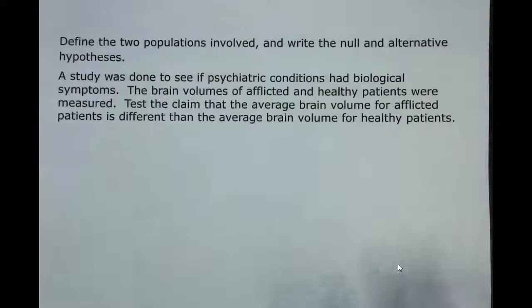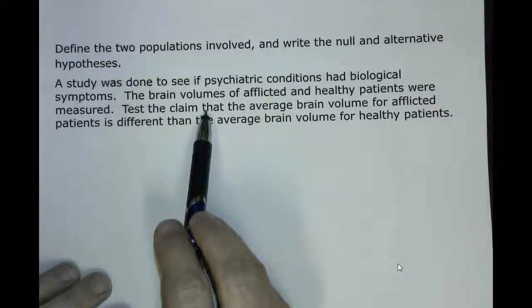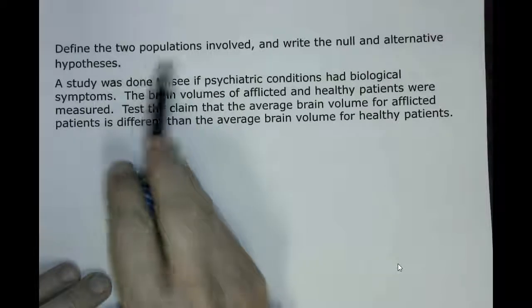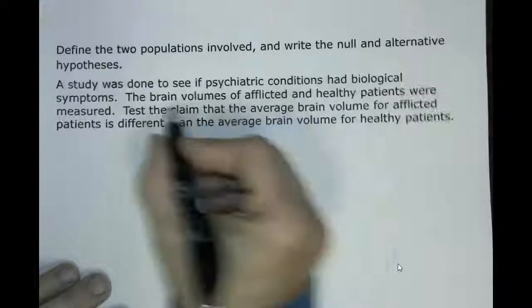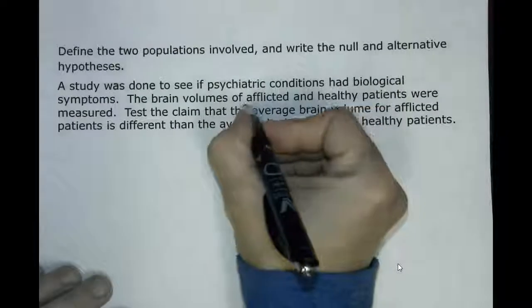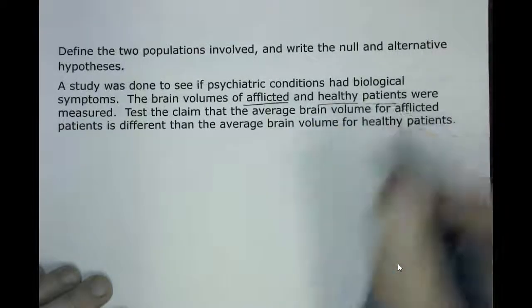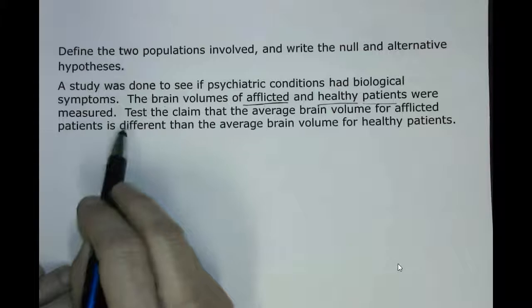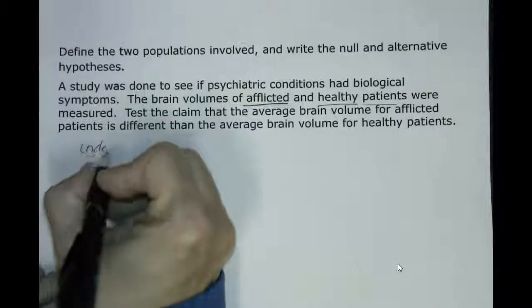Okay, let's look at another one. So this one, we also had two populations, two samples. Our two samples are brain volumes for afflicted patients, that's one sample, and then brain volumes for healthy patients. If you read through the rest of this, it doesn't say anything about the afflicted patients and the healthy patients being related to each other in any way. So this one is going to be independent samples.